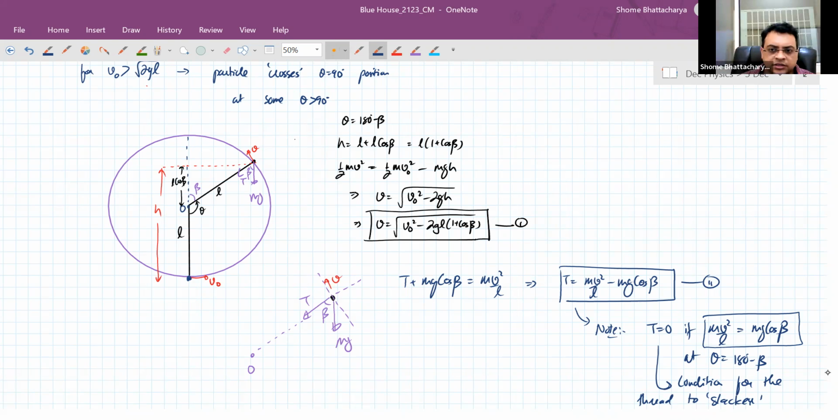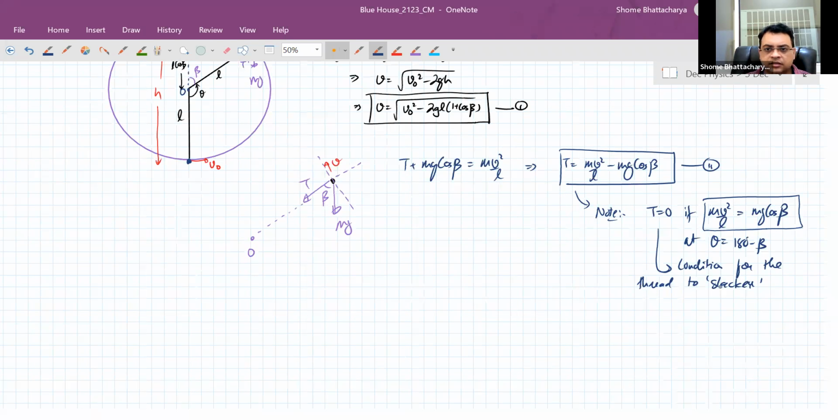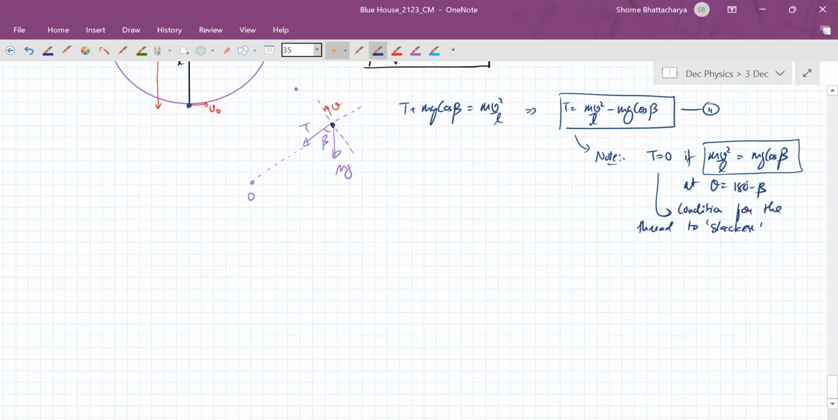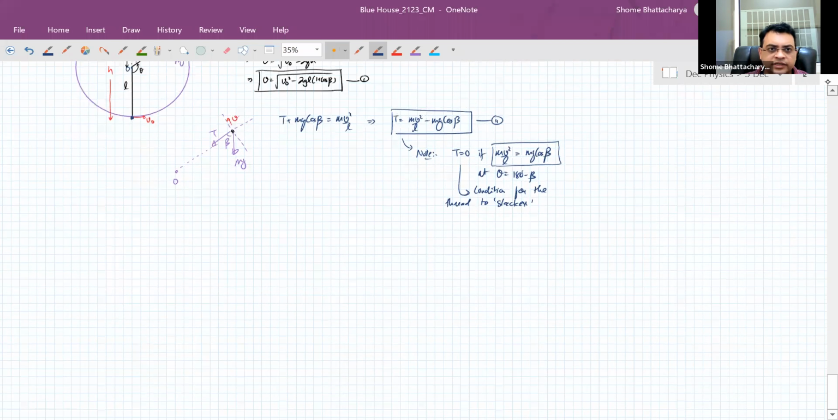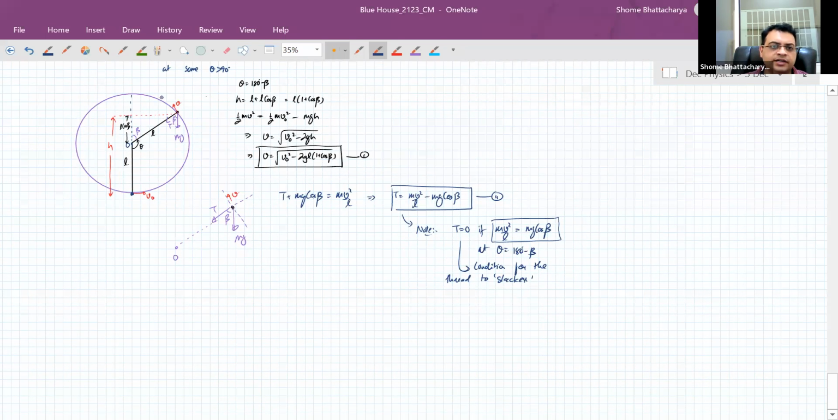Okay, so people, now let's understand the condition for the string to slacken is this, that tension is zero at some point. So what will happen if theta goes to 180 degrees? So let's understand that if theta equal to 180 is being reached, the condition is that the tension should not have become zero at any point before that.